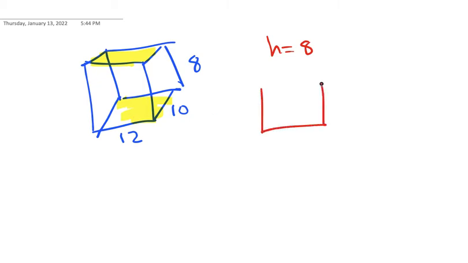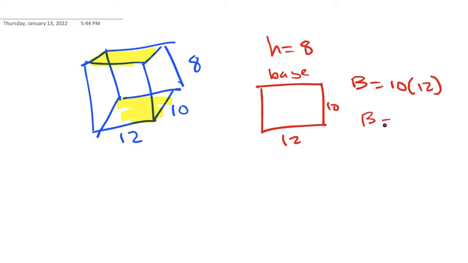So I'm going to draw my base and find the area of the base. So the dimensions are 10 and 12. So the area of a rectangle is to multiply 10 times 12. And that's 120. So my volume is 120 times 8, which is 960 units cubed.